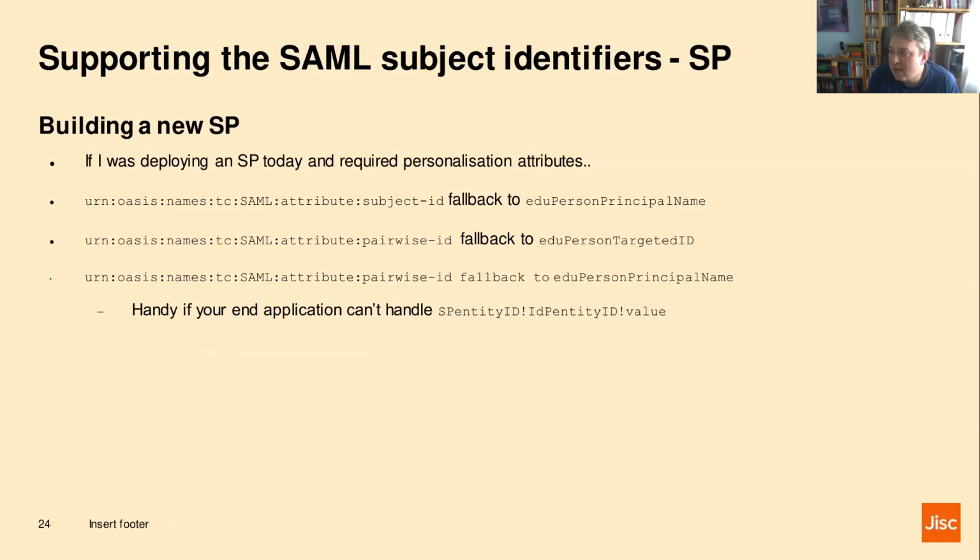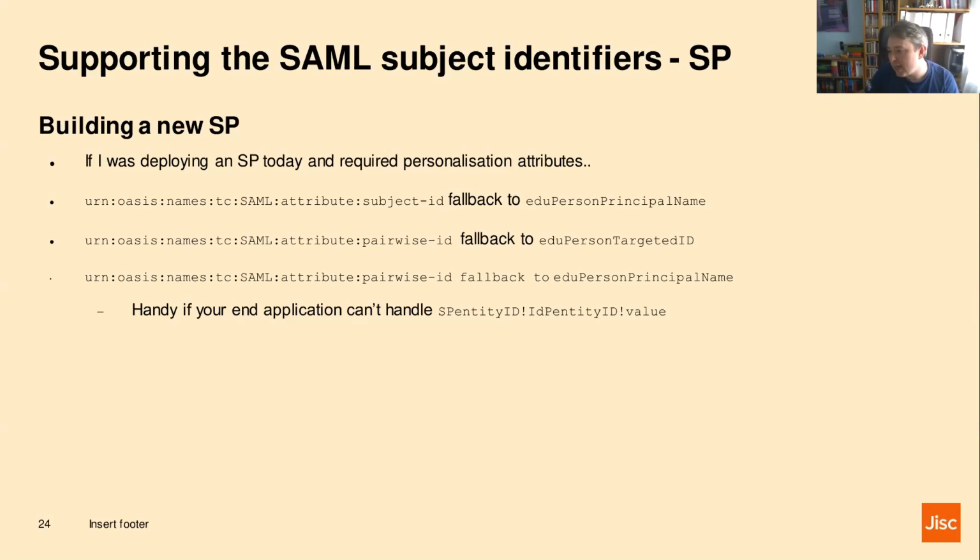So, supporting the SAML subject identifiers in the SP, again, building a new SP. If you're building one today, if I was deploying an SP today, what would I do? What scenarios would I take? Well, I'd go subject ID or fall back to eduPersonPrincipalName if I needed these defined names of people for an allow list or something like that. If it was more general and anyone with an identifier, then I'd go pairwise ID and eduPersonTargetedID.